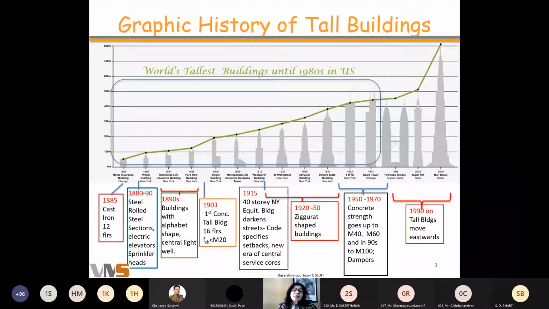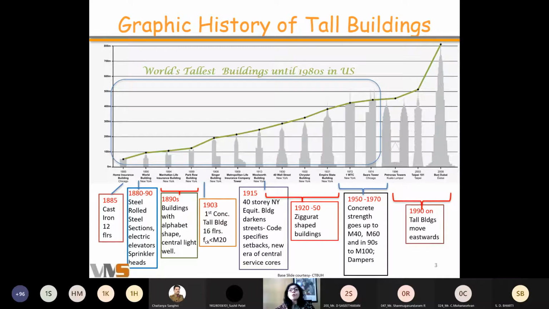Then it was in the late 19th century, in 1880-90, that there was a sudden jump in the development of both materials and certain vertical transport systems and fire protection systems. So you had three things happening. One is the rolled steel sections, and then you had the elevators, the vertical transport systems, because when you have tall buildings, nobody's going to walk up 10, 12, 15 stories. So you suddenly had vertical electrical elevators happening.